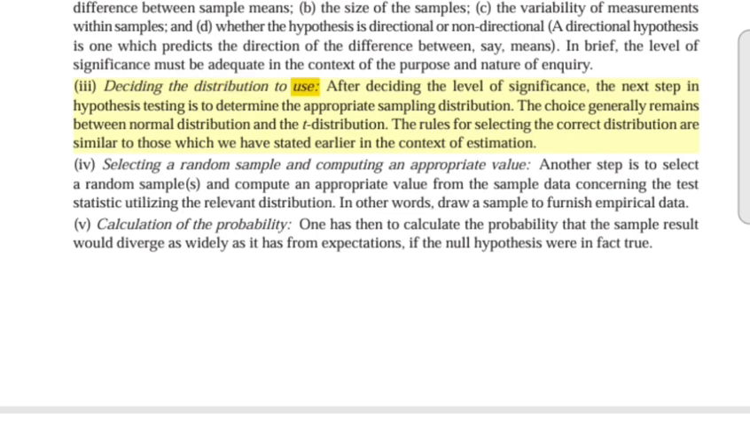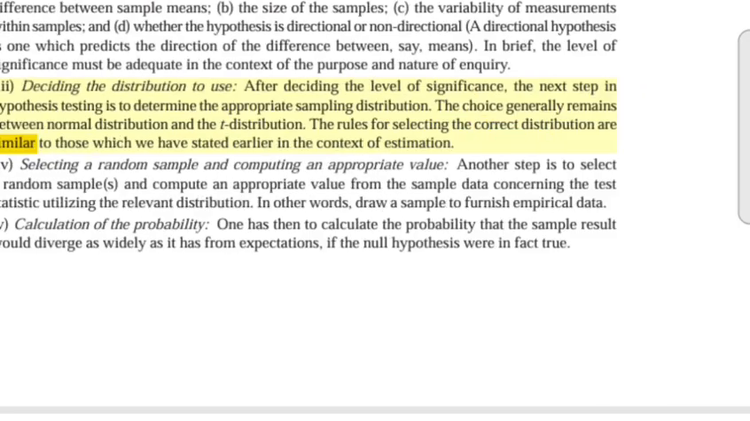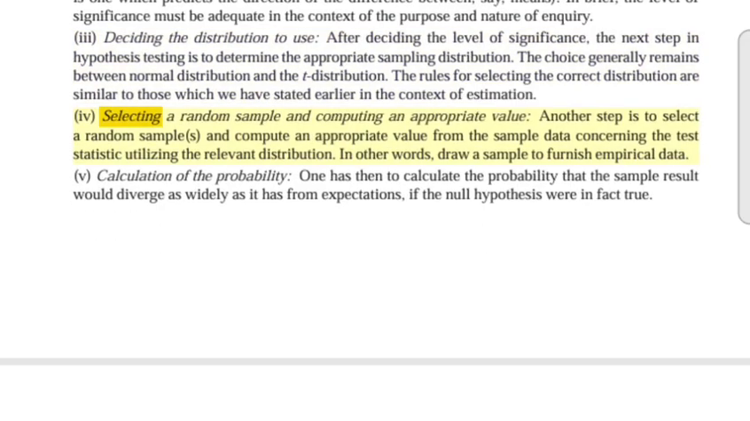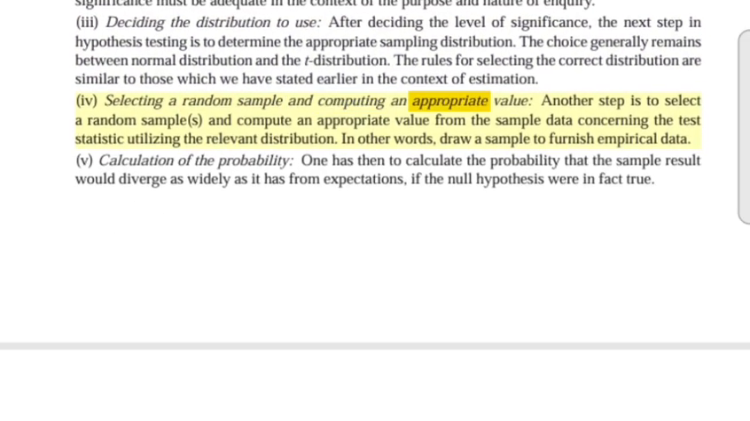Deciding the distribution to use. After deciding the level of significance, the next step in hypothesis testing is to determine the appropriate sampling distribution. The choice generally remains between normal distribution and the t-distribution. The rules for selecting the correct distribution are similar to those which we have stated earlier in the context of estimation.